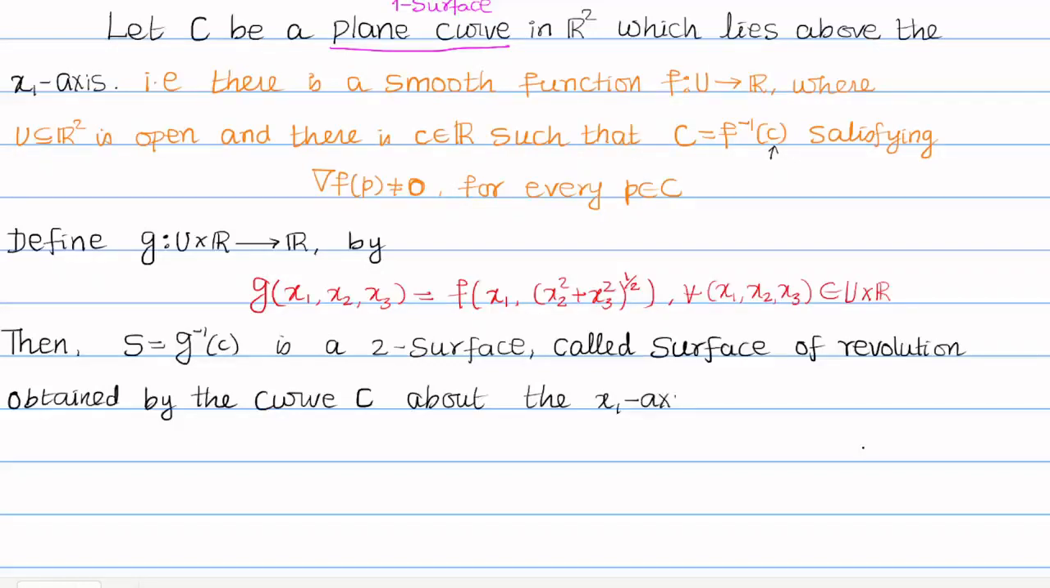இங்க வந்து நான் x1, x2, x3 ன்னு சொல்லிருக்கேன் இல்லையா, அதனால this is my x1 axis. so இதுக்கு பேர் வந்து என்னது அப்படின்னா, this is called the surface of revolution obtained by the curve capital C about my x1 axis, that is, rotating. This is a surface of revolution obtained by rotating the curve capital C about the x1 axis.